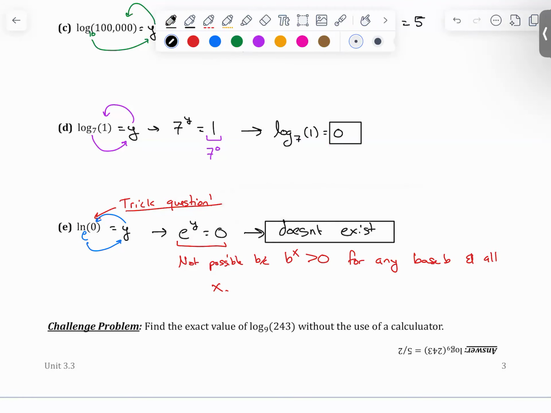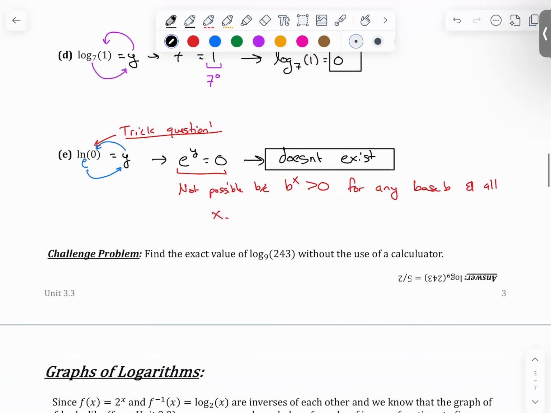And then that'll do it for this video. But if you want to, there's a cool challenge problem of log base 9 of 243. My hint to you is, what is a common base between 9 and 243? Utilize that if you'd like to do this problem. You'll find the answer should be 5 halves as it says in the answer. That'll do it for this video, and I'll see you guys on the next one.